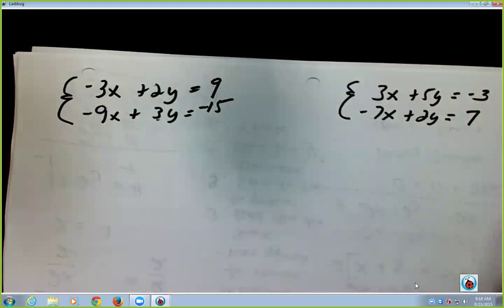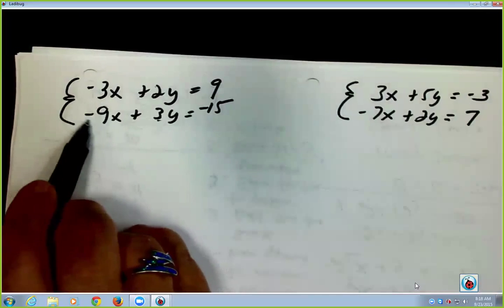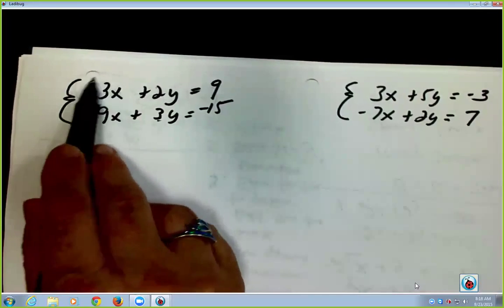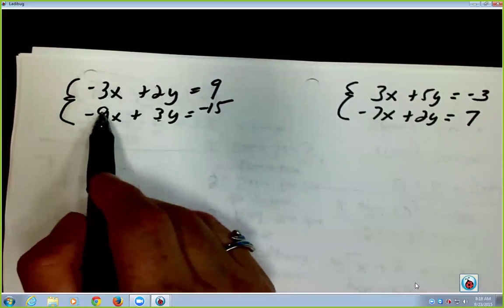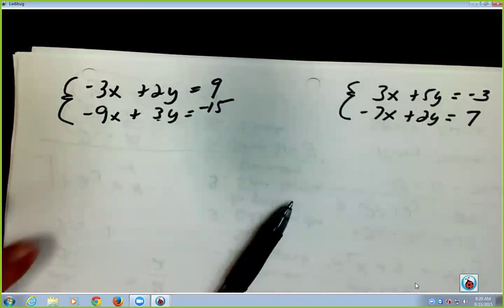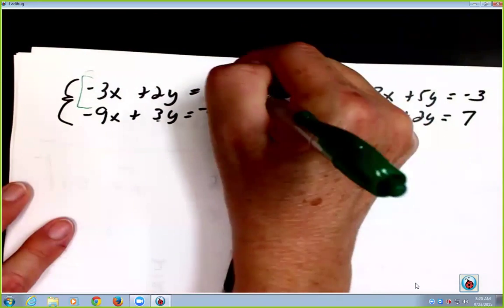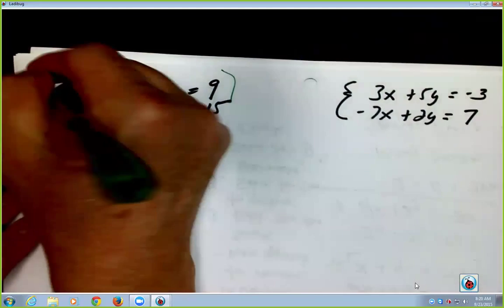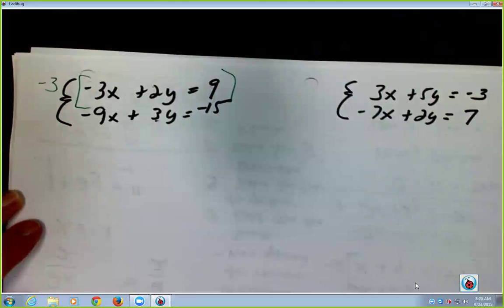What would I multiply it by? If this was negative and this is positive and it was a 9, I could make them go away. So I'm going to take the top piece and multiply the top piece by just a negative 3.